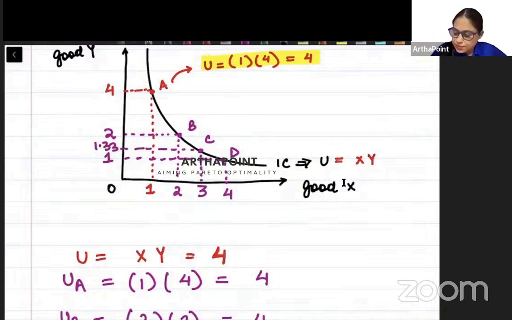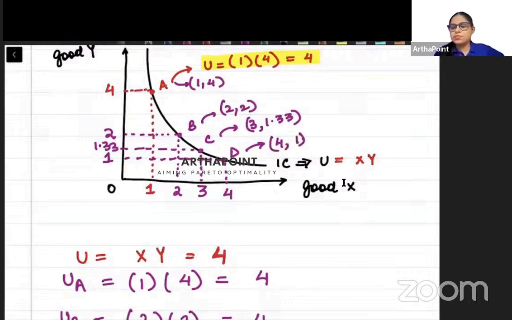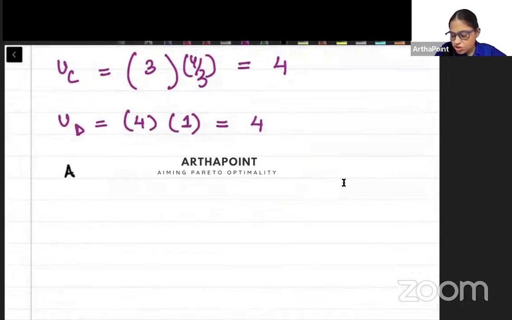तो अब लिसन टू मी. पॉइंट ए का कोऑर्डिनेट्स है 1,4. पॉइंट बी का कोऑर्डिनेट है 2,2. पॉइंट सी कोऑर्डिनेट इज 3,1.33. पॉइंट डी कोऑर्डिनेट इज 4,1. क्लियर? आई एम राइटिंग दिस. पॉइंट ए पे हाउ मच एक्स यू हैव? 1. हाउ मच वाई यू हैव? 4. व्हाट इज यूटिलिटी? 1 into 4, 4.